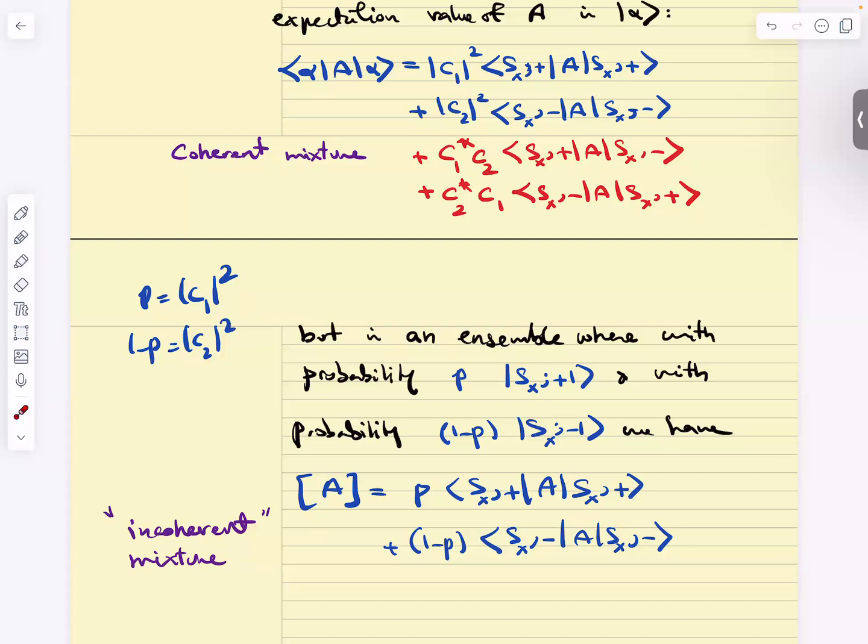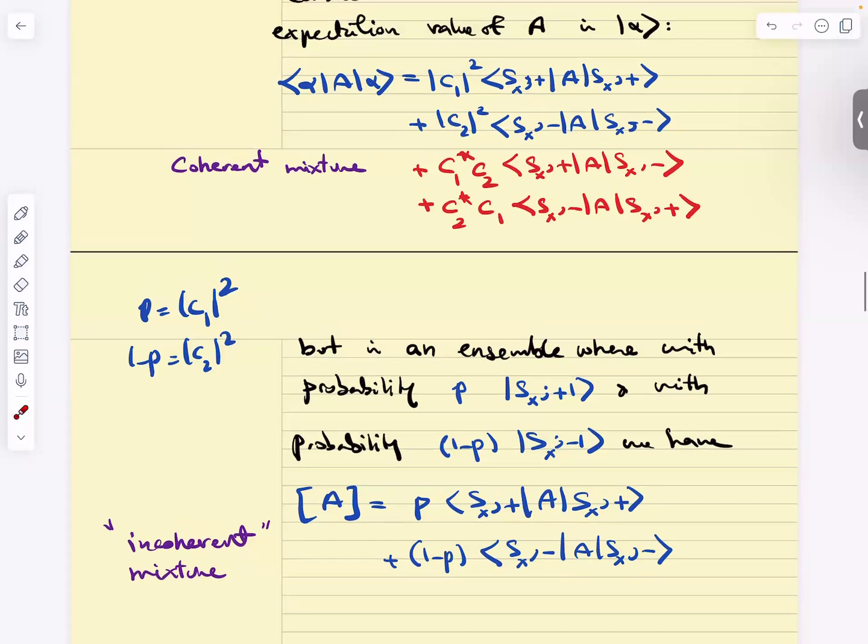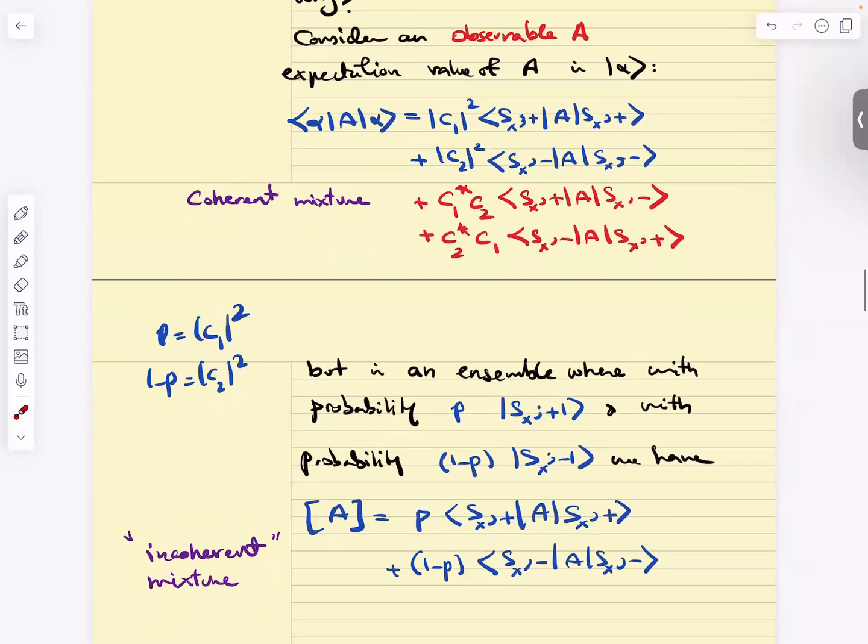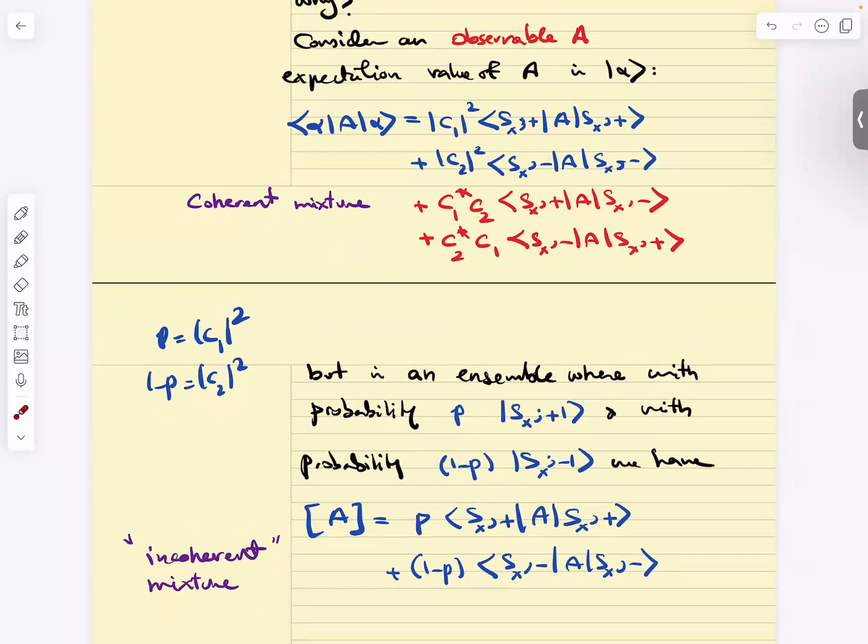So when you have probabilities, we call this an incoherent mixture. Whereas over there, we call that a superposition. All right, let's pause. Is this clear? It shouldn't be. So, if you have not seen density matrices, this is kind of a leap. Ask questions. Something.